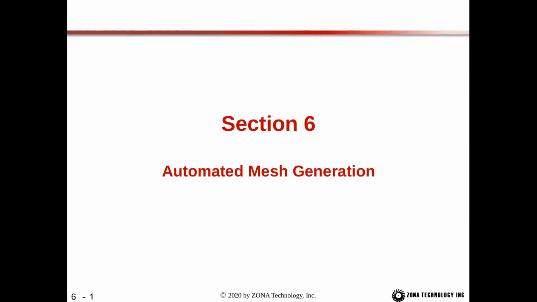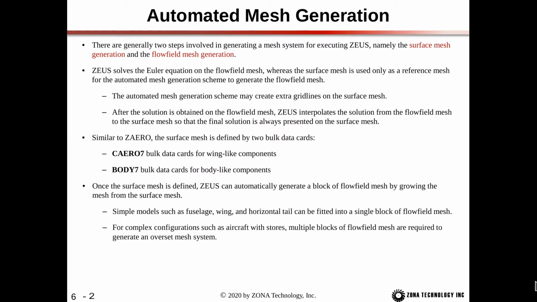Let's continue with ZEUS training, section 6, automated mesh generation. There are generally two steps involved in generating a mesh system for executing ZEUS: the surface mesh generation and the flow field mesh generation. ZEUS solves the Euler equation on the flow field mesh, whereas the surface mesh is used only as a reference mesh for the automated mesh generation scheme to generate the flow field mesh.